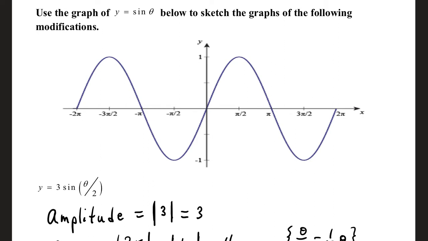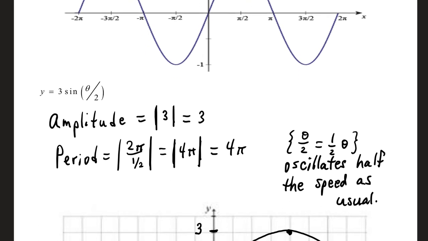So this oscillates only at half the speed as normal, because a normal sine curve takes 2 pi units to get a cycle done. This one takes 4 pi. So it takes twice as long to get there, and that's because of the 1/2 coefficient.